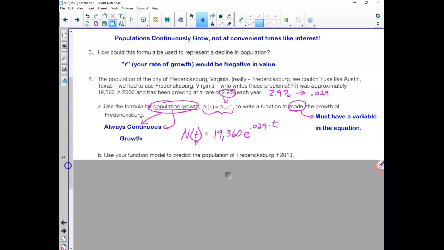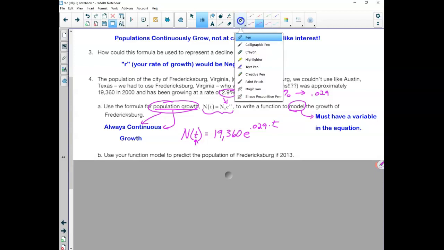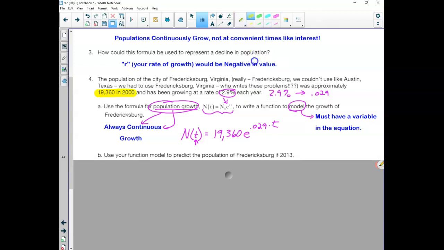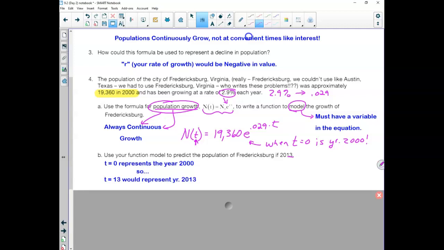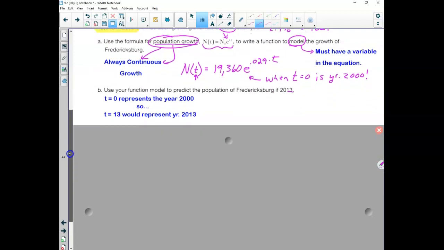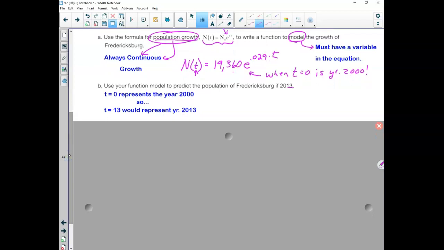So what are we going to do? Use your function to predict the population of Fredericksburg in 2013. It's kind of important back here that my starting population of 19,360 was in the year 2000. So t equals 0 is the year 2000. Really important thing to know. That's when I'm using my function, because if I want to go to 2013, remember, t equals 0 represents the year 2000. So t equals 13 would be 13 years past 2000.